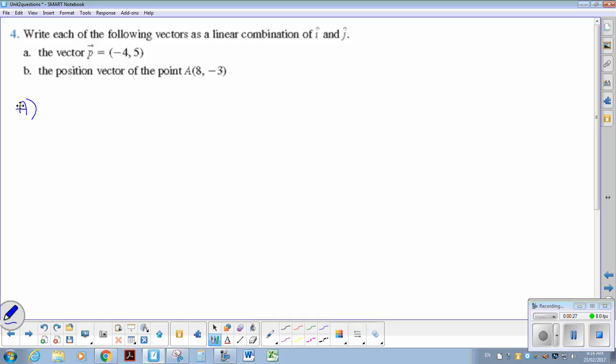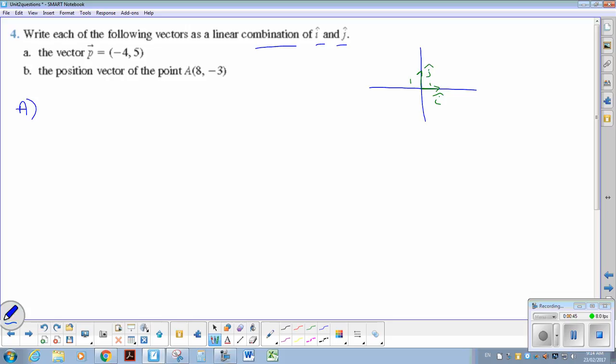So it wants us to write a linear combination using i and j. Remember, i and j are simply unit vectors that point down the x and y axes. So they have a value or magnitude of 1, pointing down the x and y axes.